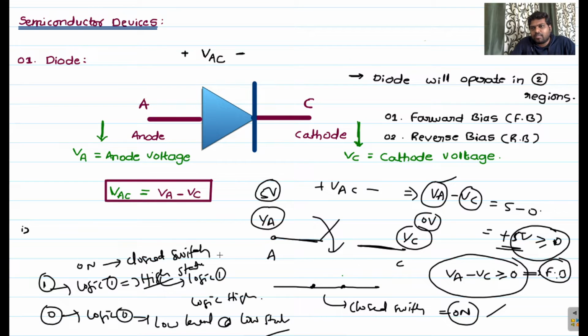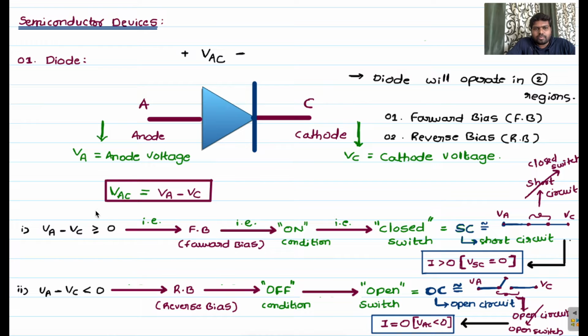Otherwise it is a disable function, otherwise we can call it a low level. So we have various names for logic 1 as well as logic 0, right? The entire subject will be dealing with only two levels, that is logic 1 and logic 0. So this is your first condition.